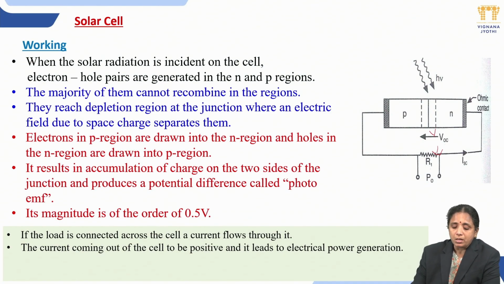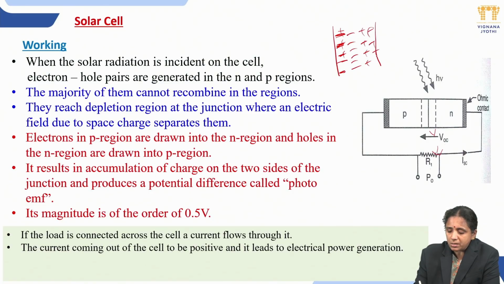When solar radiation is incident on the cell, electron hole pairs are generated in the n and p regions. The majority of them cannot recombine in these regions. They reach the depletion region. Then negative electrons from the N side and positive charges from the P side start accumulating across the junction, which is called the space charge distribution.